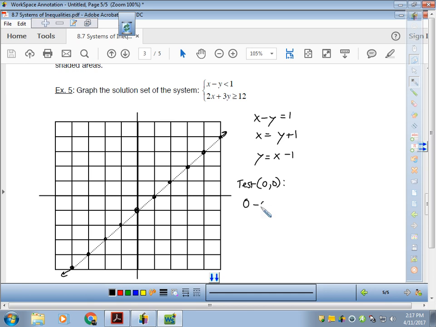So 0 minus 0 is less than 1. 0 minus 0 is 0. So I have 0 less than 1. Is that true? Yep, that is true. Now, rather than actually shading this, I'm just going to put a little note to myself of which direction this should shade. So this thing should shade this way. It should shade up on this side to include 0, 0. So imagine that this part here is shaded in blue.